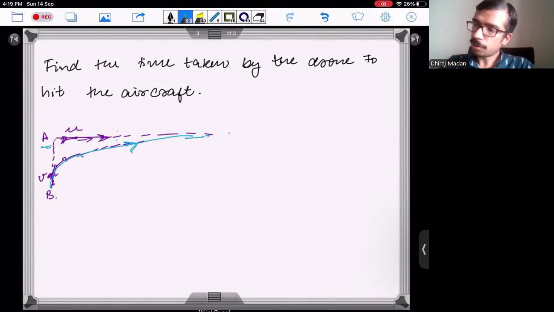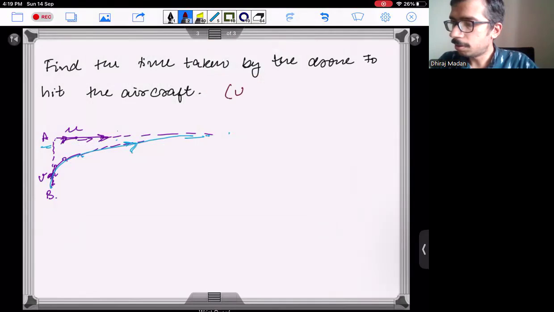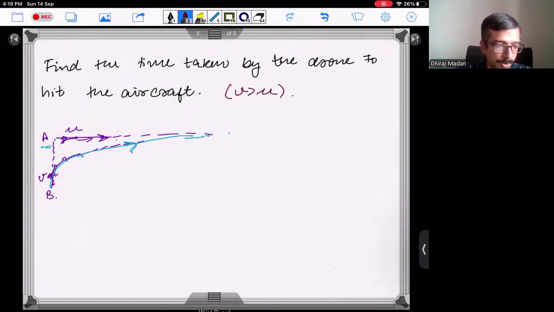And once you have reached it, then you stop. Okay. And here, of course, we'll need to assume that V is greater than U, otherwise we will not be able to catch this. So that is the assumption.